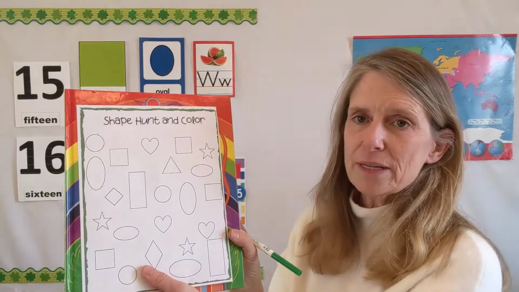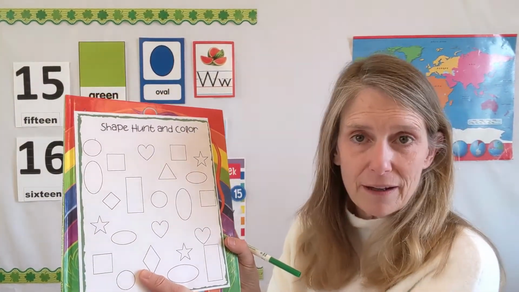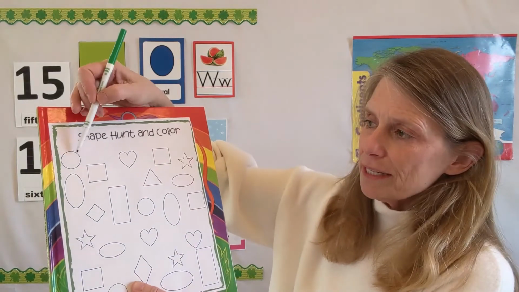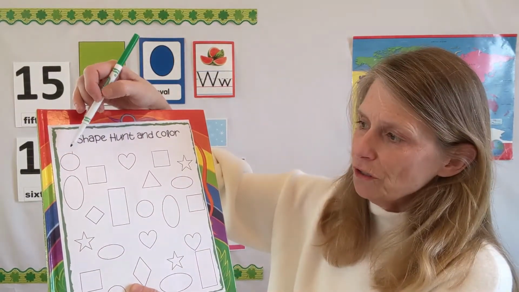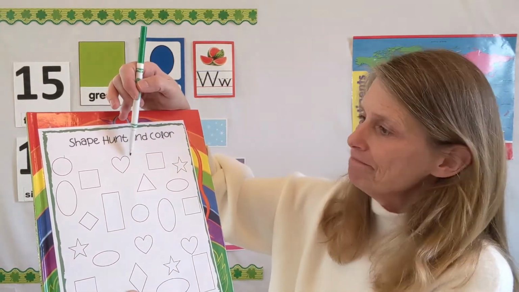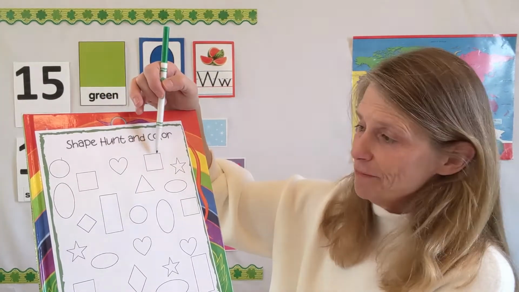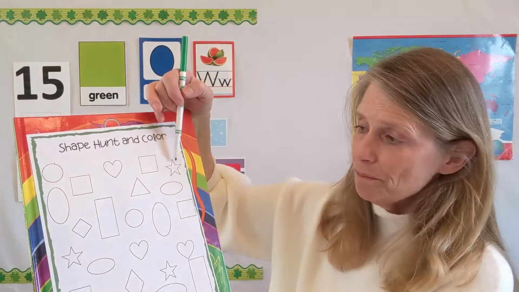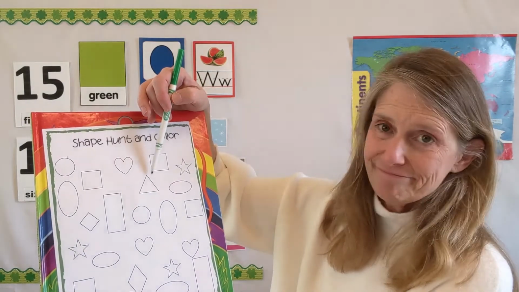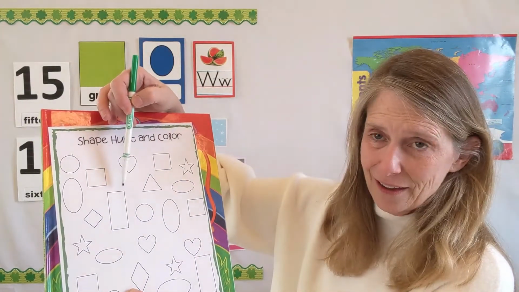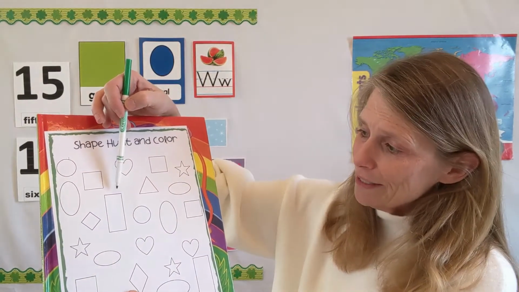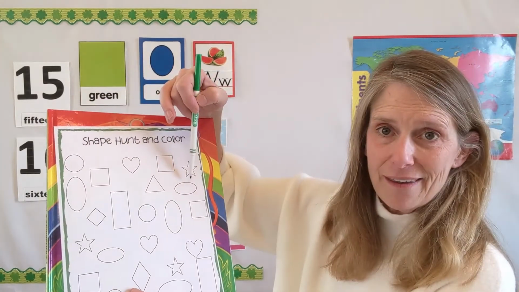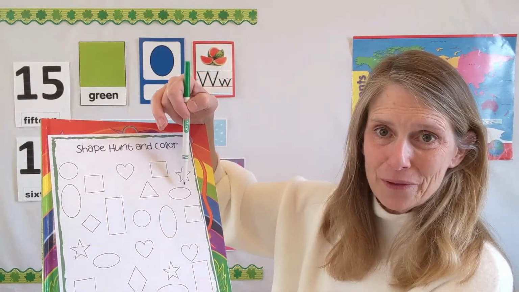And now what I'm going to do is I'm going to hunt for all the ovals, and I'm going to color them green. So am I going to color this guy green? Nope, because he's a circle. Am I going to color this guy? Nope. Heart. This one? Square. This one? Nope. That's a star. How about this one? Triangle. This guy? I haven't colored anything yet. Rectangle. How about this one? That's a sideways oval, isn't it? One that looks like a football.